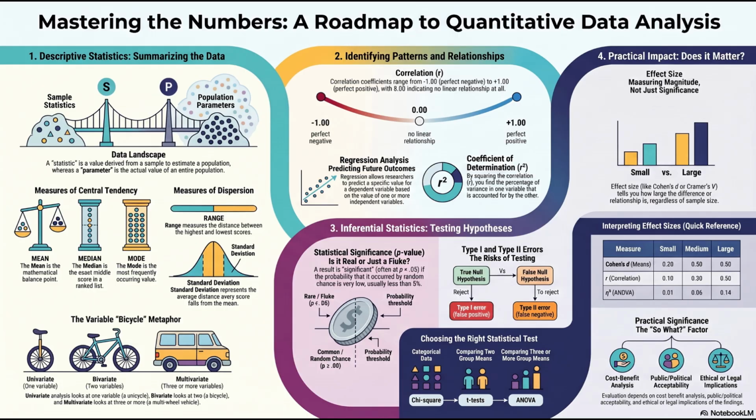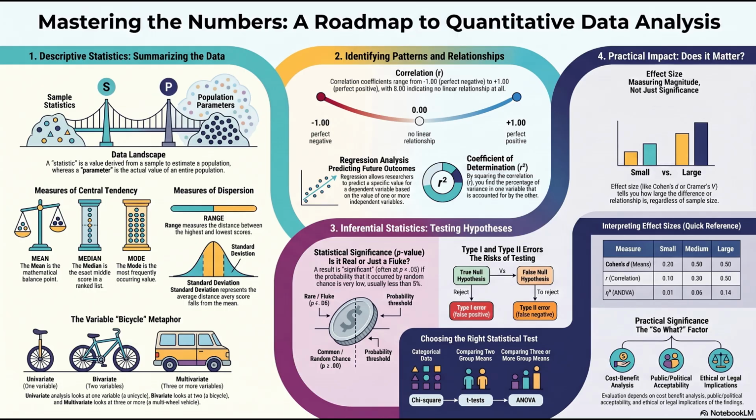And you usually visualize this with a scatter plot. Oh, I've seen those. Just a bunch of dots. Exactly. Each dot on the graph represents one person's score on both variables. If the dots cluster really closely around a straight diagonal line, you have a strong relationship. If they look like a random cloud of confetti, you have no correlation at all.